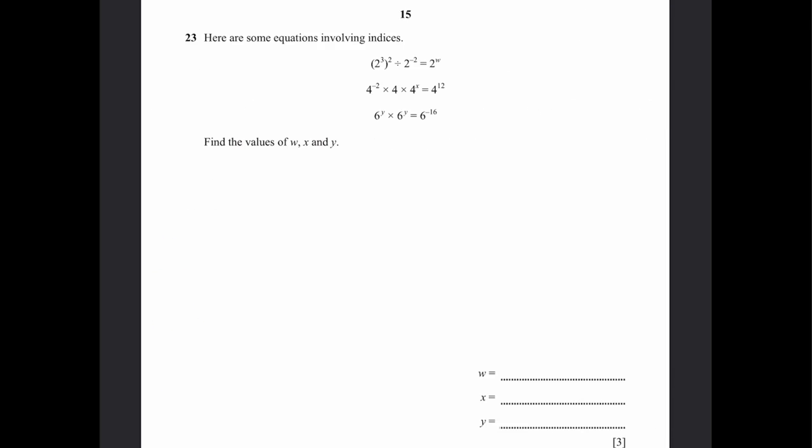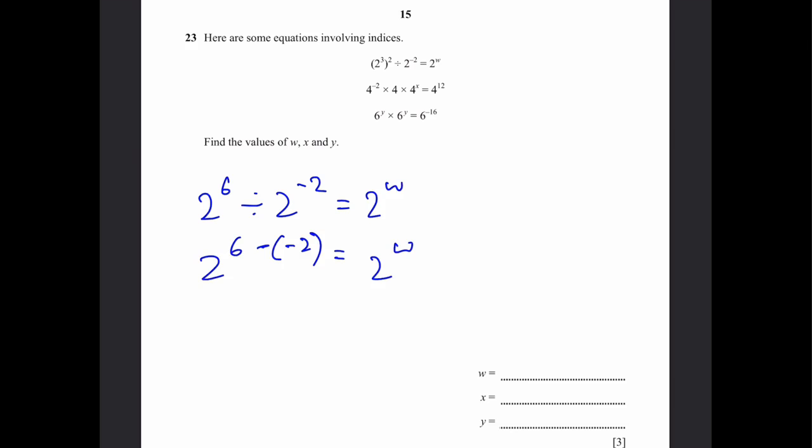Question 23. Here are some equations involving indices. Find the values of w, x, and y. So we can do w first. 2 to the power 3, whole to the power 2, will be multiplying the powers: 2 to the power 6, divided by 2 to the power minus 2, is equal to 2 to the power w. So 2 to the power 6 minus minus 2 is equal to 2 to the power w. 2 to the power 8 is 2 to the power w, and w equals 8.